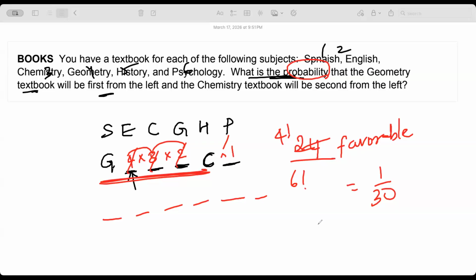If they ask for probability, it is favorable by the total. If they ask for number of ways, then it is permutation or combination. Even in probability, you can end up choosing combination by combination or permutation by permutation. Got it?